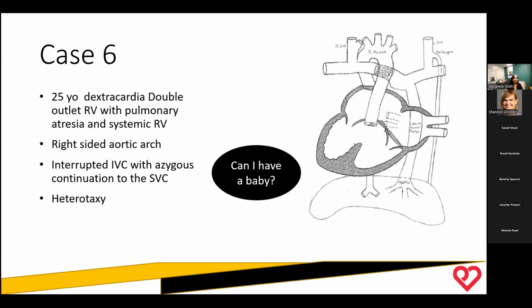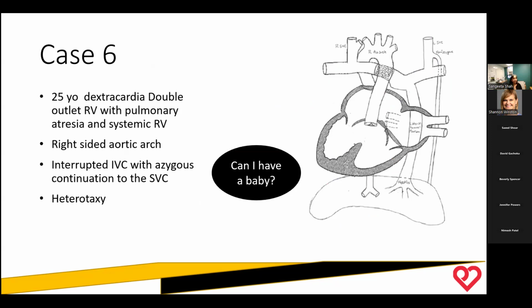The last case, before I go into some didactics, is case 6. And the question comes up is, can I have a baby? And we use CPET to help decide how will a female tolerate a pregnancy, especially in the Fontan population.